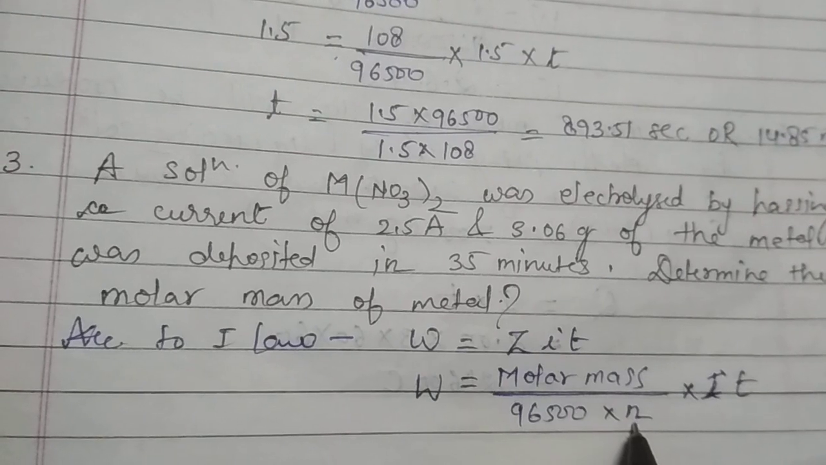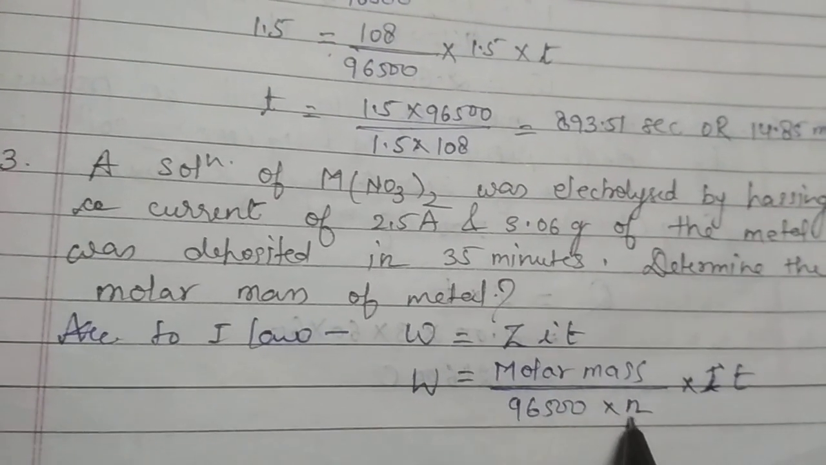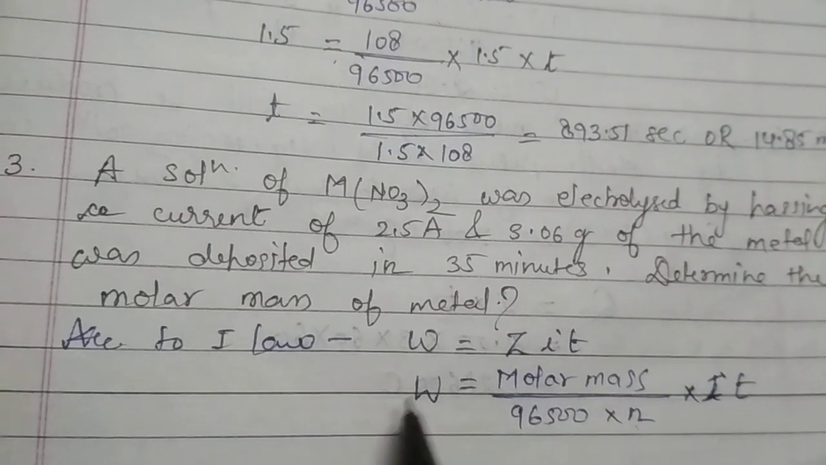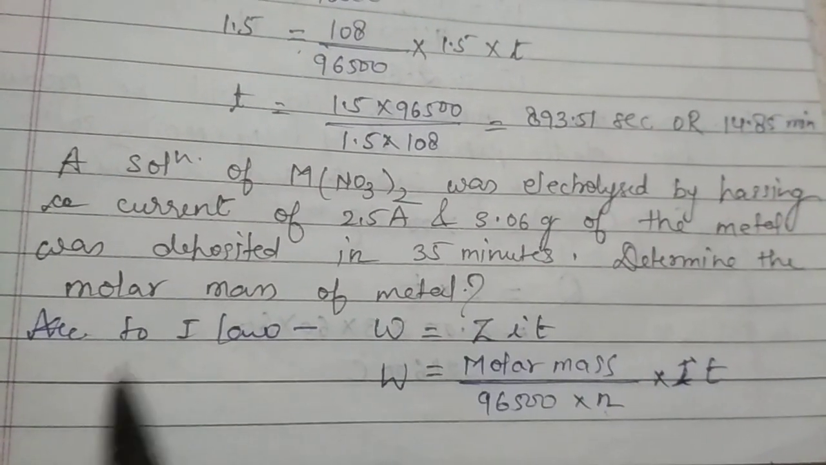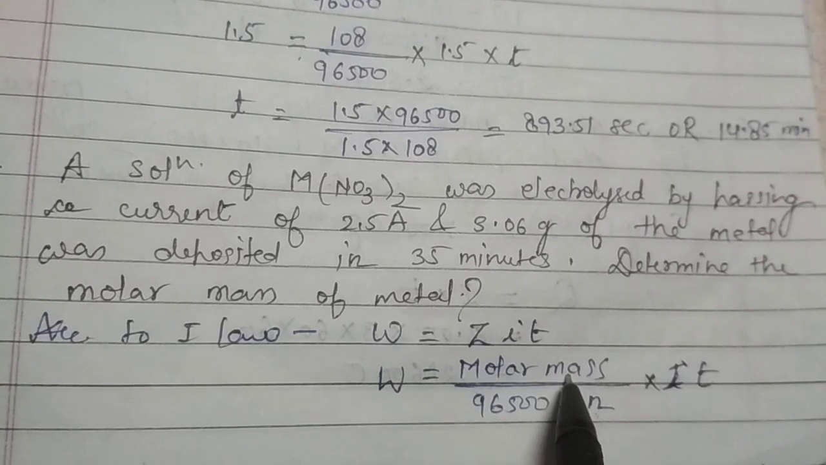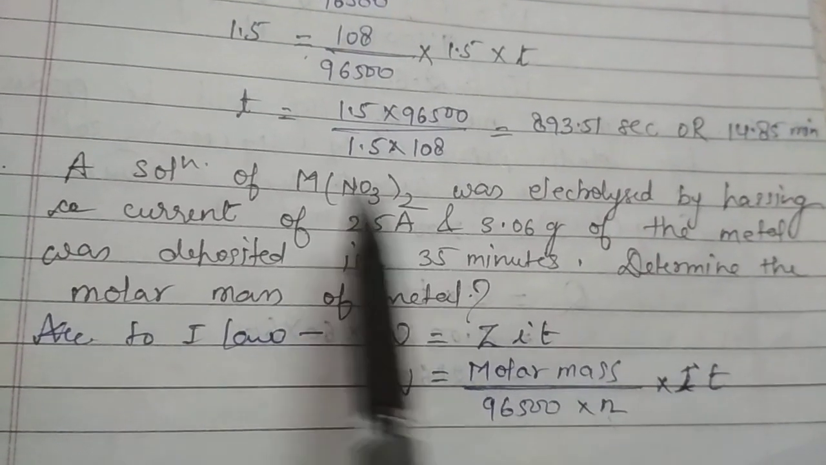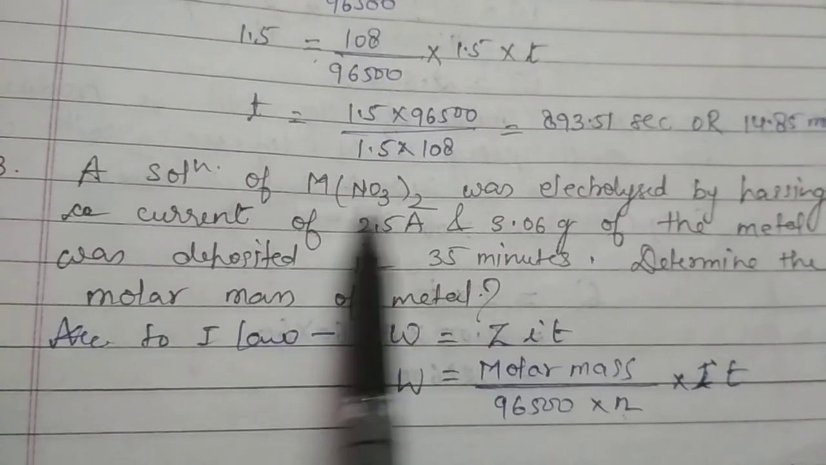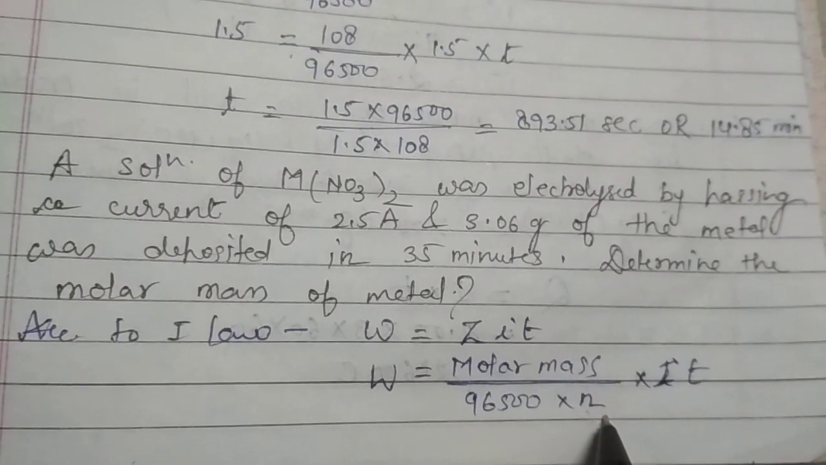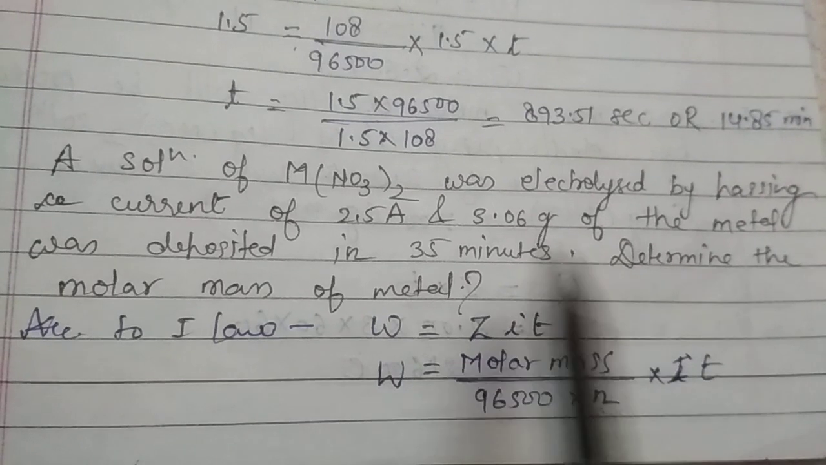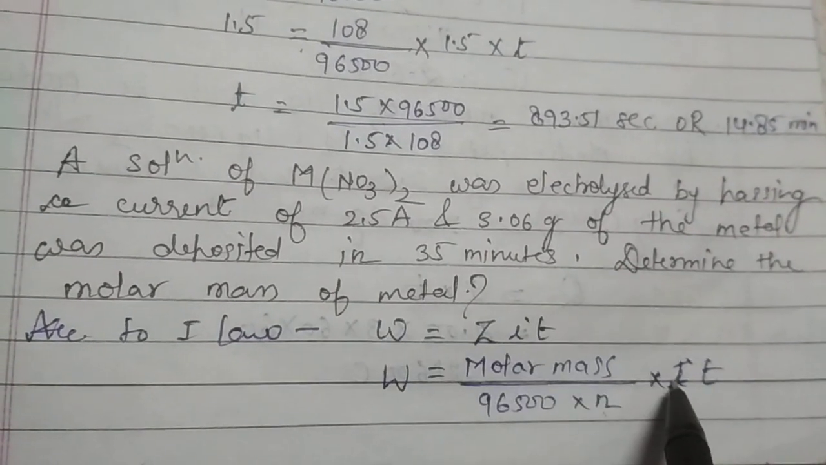N is the N factor here, the valency of the particular metal. So W is given to us as 3.06 gram. Molar mass we are to calculate. The value of N from this metal nitrate, we are able to see the valency of metal is 2. So we will place 2 here, and the current is given as 2.5 ampere.